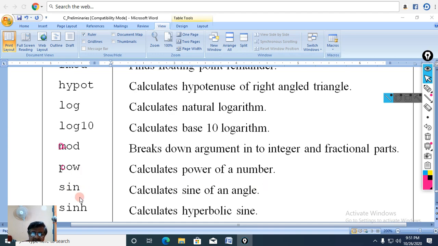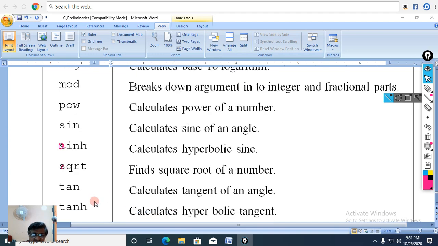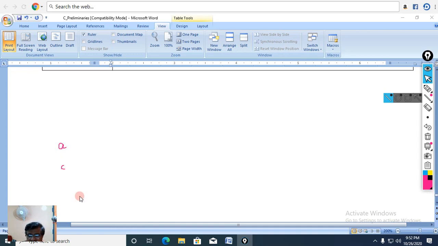It's a function, of course. sin, sine of an angle. sinh, hyperbolic sine. sqrt, square root of a number. tan, tangent of an angle. tanh calculates the hyperbolic tangent.